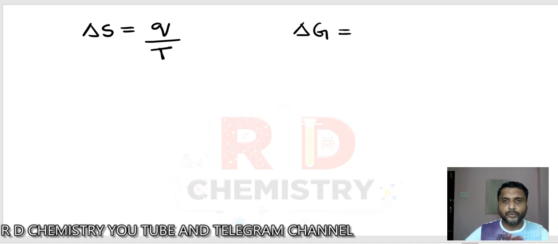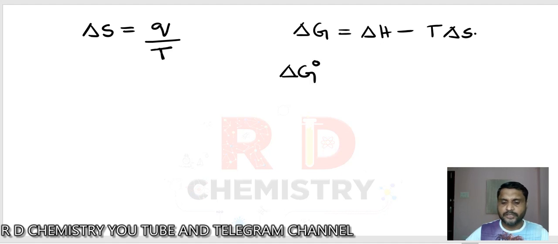We have delta S, the entropy change, equal to the amount of heat absorbed or liberated per temperature, that is the absolute temperature scale. And also we have delta G, the free energy change, equal to delta H minus T delta S. Whether the reaction is spontaneous or non-spontaneous can be calculated.